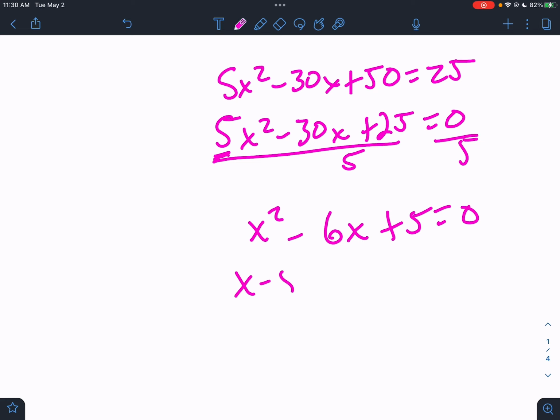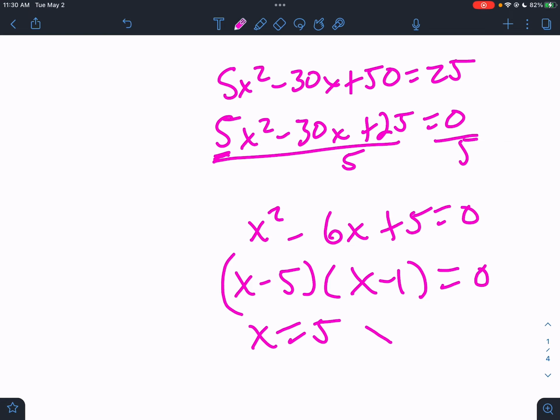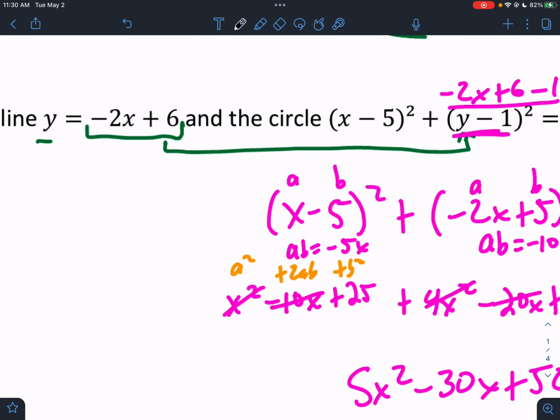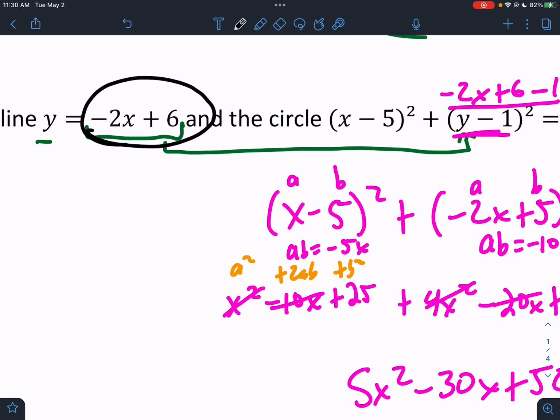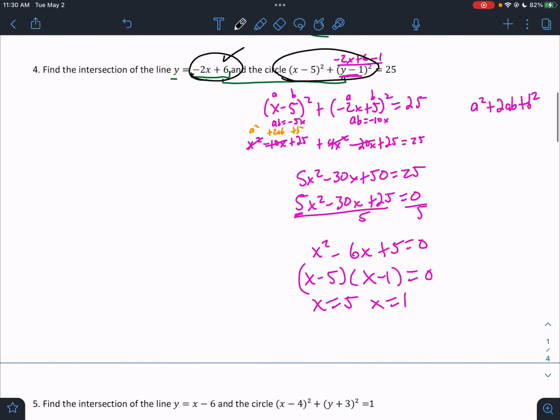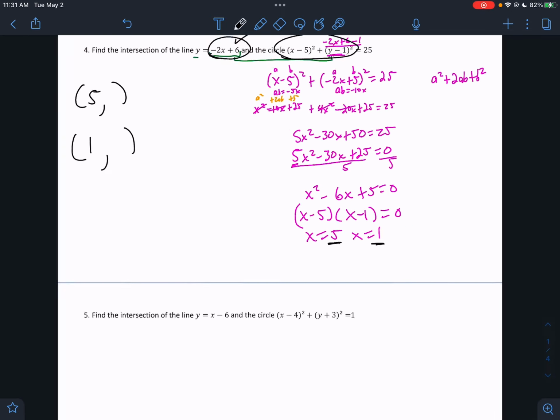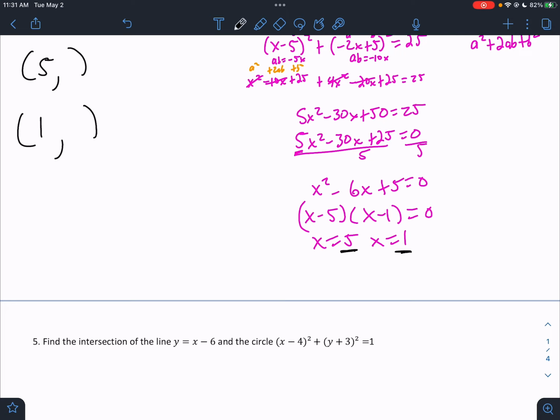And then we factor, that would be x minus 5, x minus 1. So x equals 5 and x equals 1. But wait, there's more. We're going to have to plug it in. Now, what's easier to plug into, this equation or this equation? And if you said this one, you're correct. So we got to take those numbers, and we're going to have two coordinates. The first coordinate is 5 comma something, and the second coordinate is 1 comma something. X equals 5, x equals 1. Those are the two coordinates.